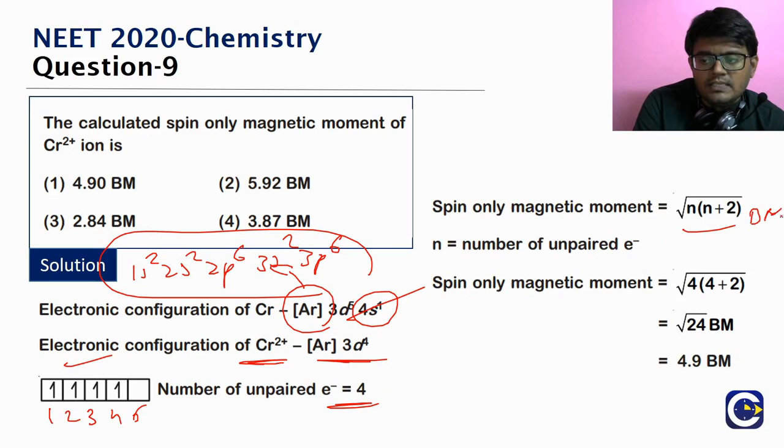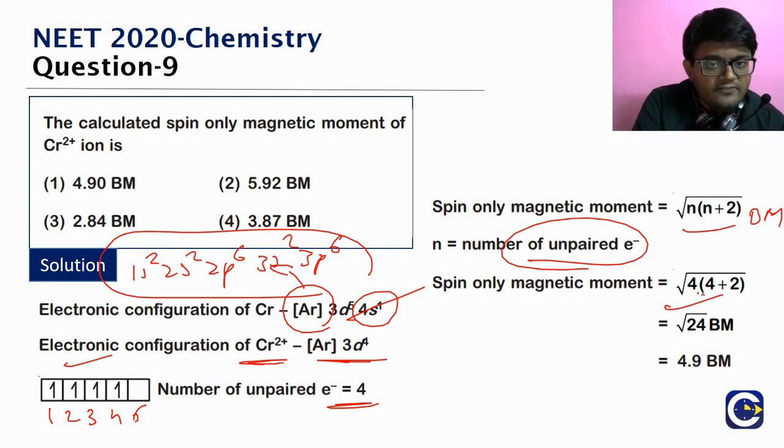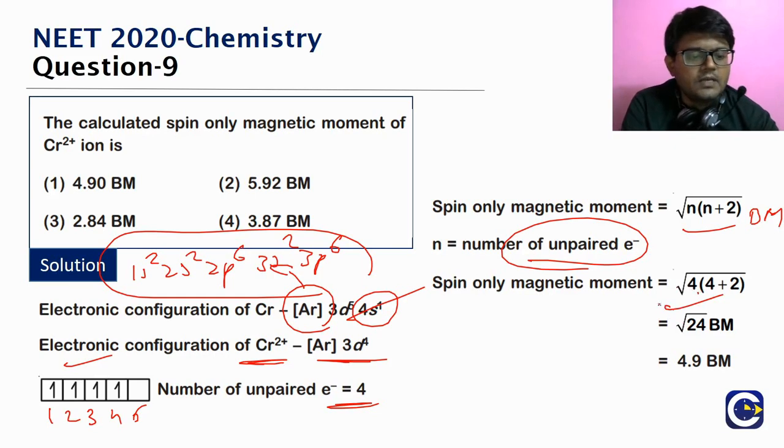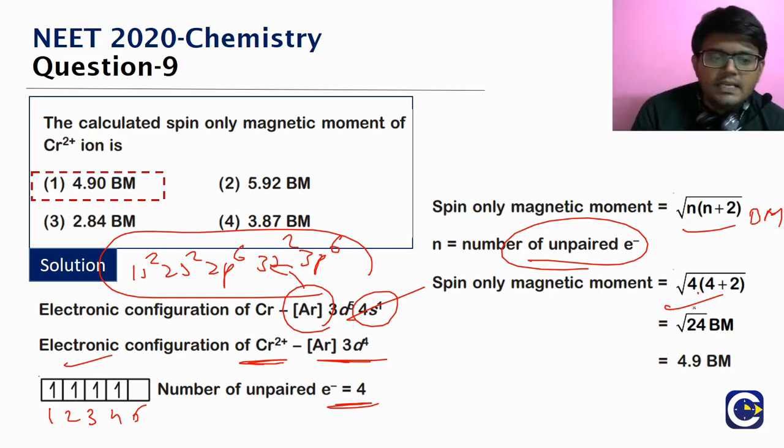What is the unit for this? Bohr magneton. Here n represents the number of unpaired electrons. So root of 4 into 4 plus 2. 4 plus 2 is 6. Root of 4 into 6 is root 24. Root 25 is 5, so it will be a little bit less than 5. That way also we can conclude it. So what is the answer? It is 4.9 Bohr magneton.